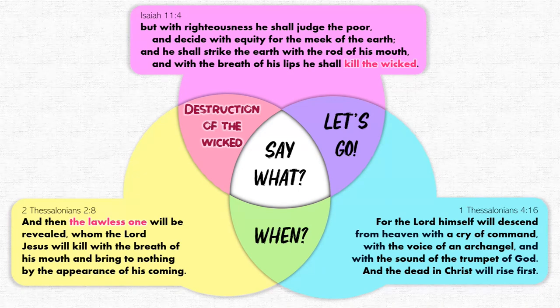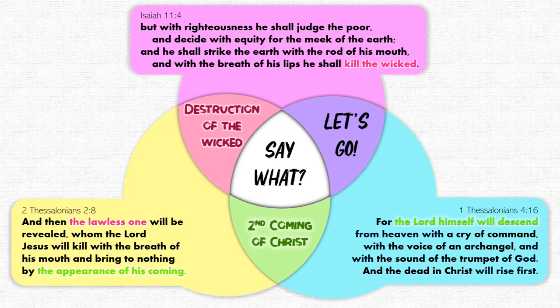All right, so when's this all going to happen? Let's take our focus to the bottom two verses of this little Venn diagram. When is it going to happen? At the second coming. First, at the end of 2 Thessalonians, we see that at the appearance of his coming, these things are going to be brought to nothing. And then in 1 Thessalonians, it leads out with, for the Lord himself will descend from heaven. Okay, so we've got who's going to be destroyed, right? The wicked and the lawless one. And then when's it going to happen? At the appearance of the Lord, at the time where he descends out of heaven.